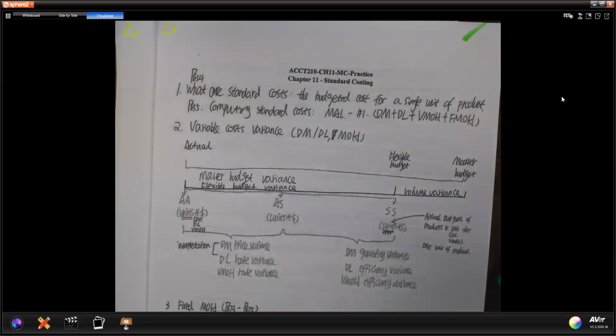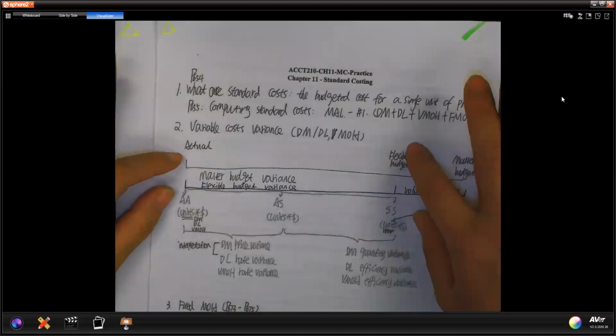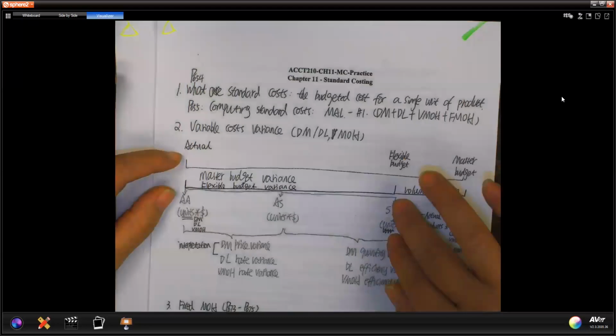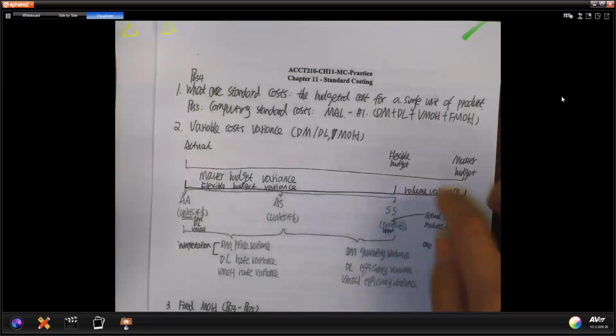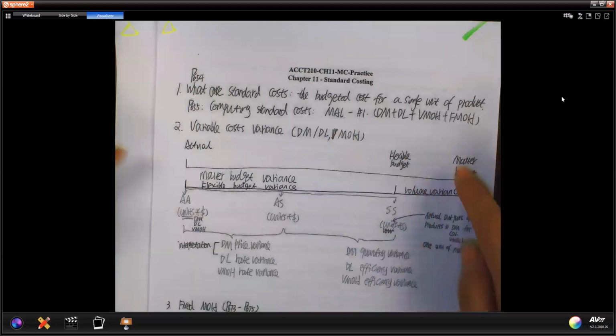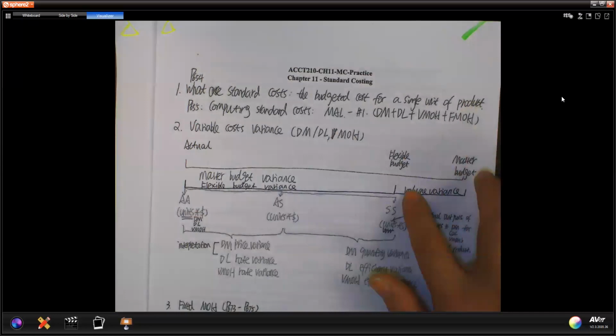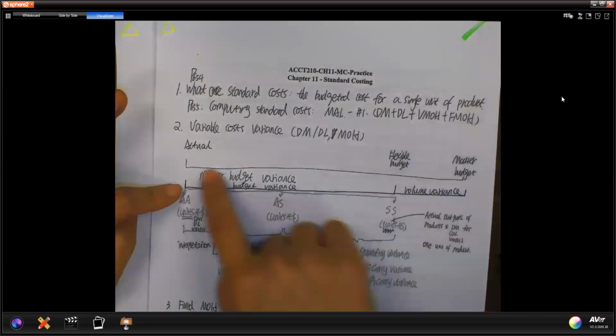Remember from chapter 10, the left side is always your actual, and your master budget is on the right side. And then we put the flexible budget in the middle. The difference of actual and flexible budget, we call the flexible budget variance. The difference of flexible budget and the master budget, we call the volume variance. The total difference, we call the master budget variance.